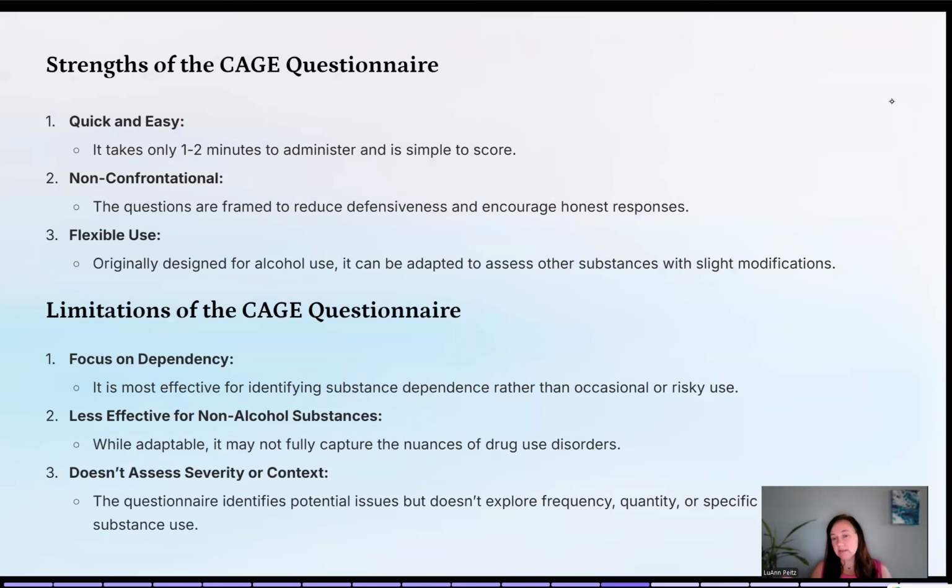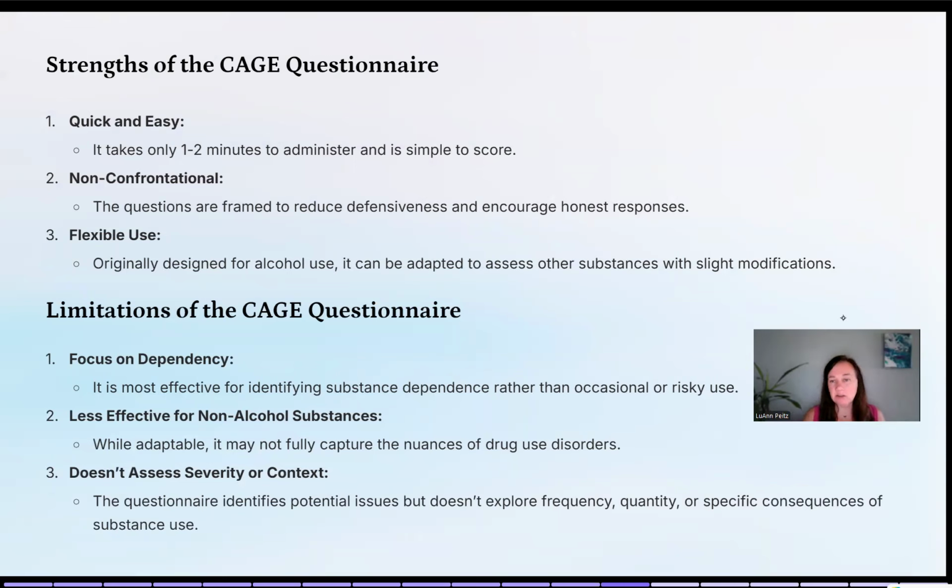So here's the strengths of this questionnaire. It's quick and easy to use. It takes only 1 or 2 minutes and it's simple to score. It's non-confrontational. You can frame the questions to reduce defensiveness and encourage honest responses. And it's flexible. So it was originally designed for alcohol use, but it can be adapted to assess other substances with slight modifications.